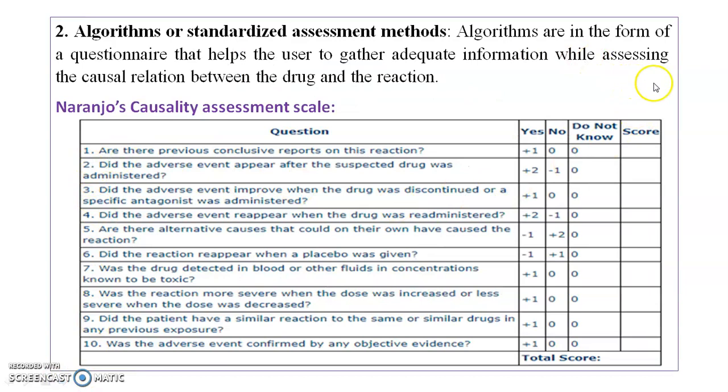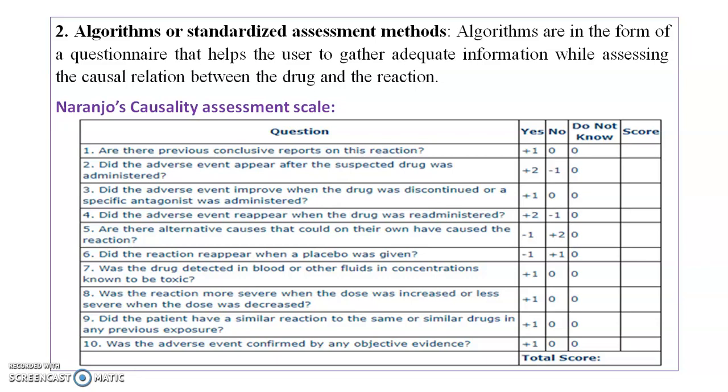There is a second algorithm available with us to identify a causal relationship, which is the Naranjo scale assessment. Here there is a set of questionnaires we use to gather adequate information from the patient to understand the causal relationship between the drug and the event. Naranjo discovered this particular scale, so it is defined as Naranjo's causality assessment scale. Here there is a set of 10 questions which have to be asked.